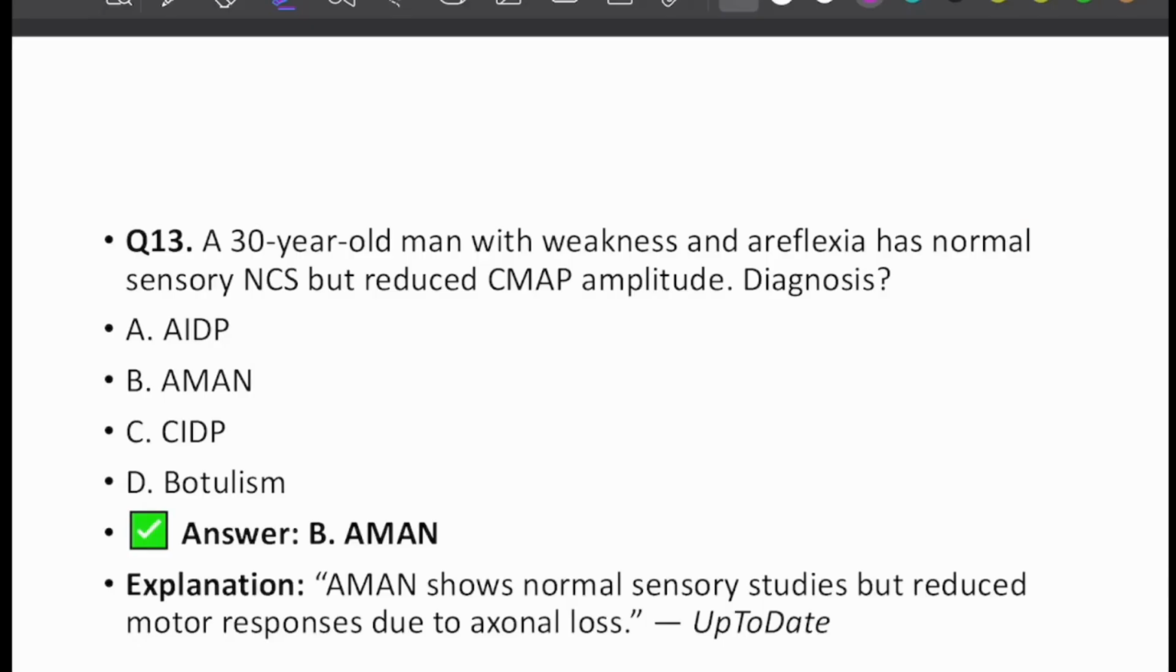In patients with demyelination, the NCS conduction velocity is decreased, and there may be conduction block, about which we have discussed earlier. But in AMAN, it is axonopathy. So the impulses are not reaching the muscle, and you will not get the compound muscle action potential. AMAN shows normal sensory studies but reduced motor response due to axonal loss.